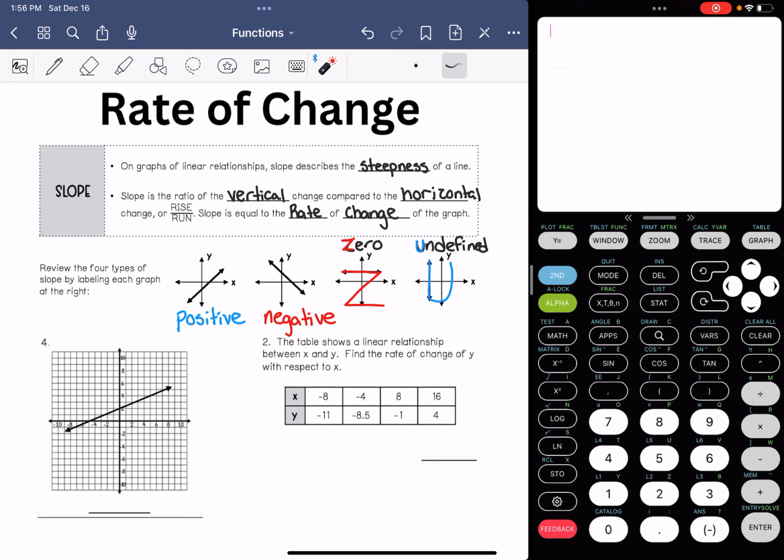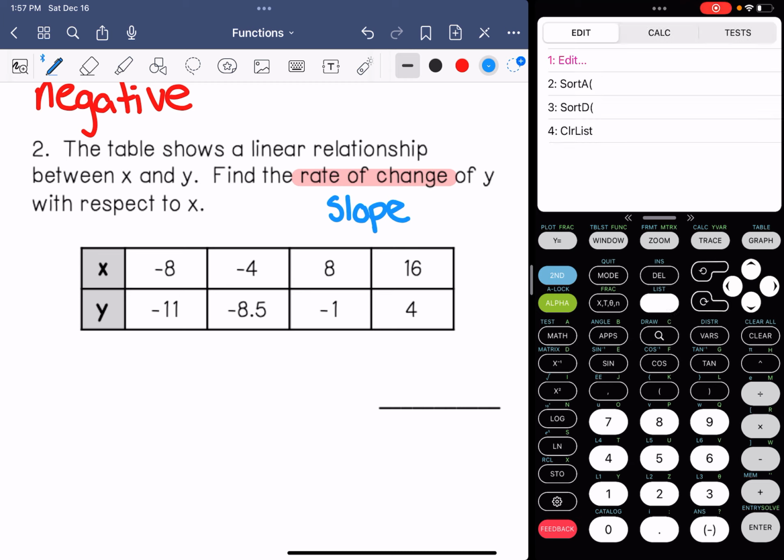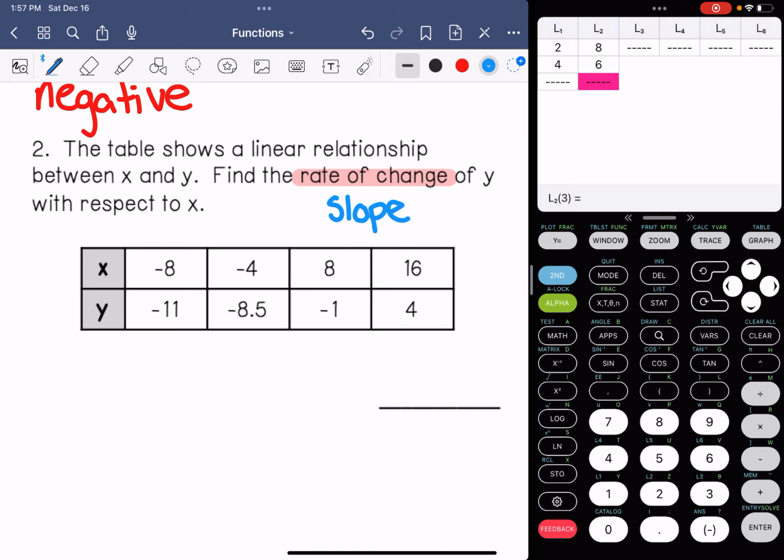All right, so this table shows a linear relationship between x and y. Find the rate of change of y with respect to x. So remembering rate of change just means slope. In our calculator, we will click Stat, and we will click 1 for Edit. Then we're going to go ahead and type our entire table of values into our calculator using line 1 for x, using line 2 for y. Be careful with your negatives.